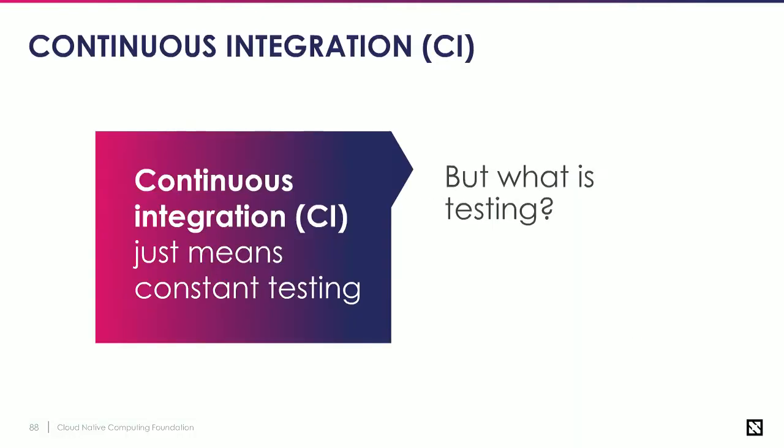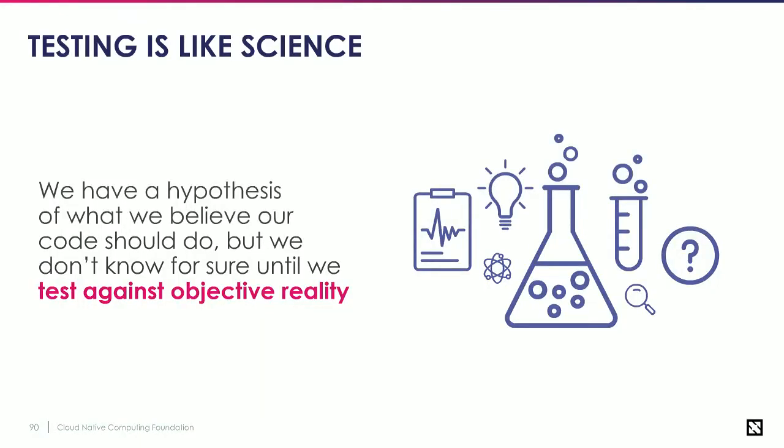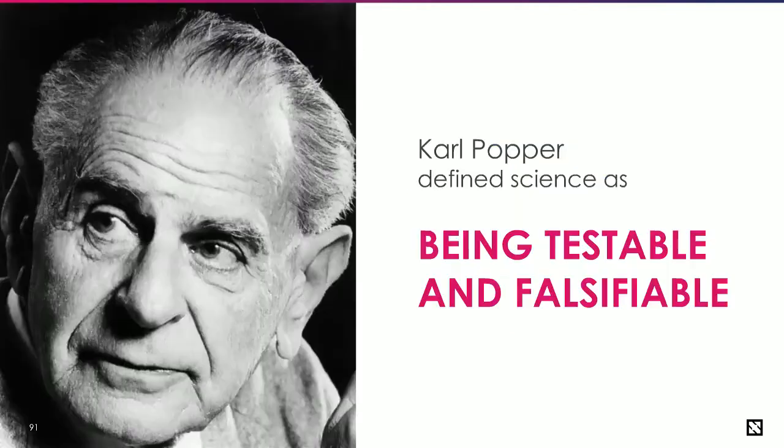But let's take this one step further. So continuous integration just means constant testing. But what is testing? Testing is like science. We have a hypothesis of what we believe our code should do, but we don't know for sure until we test against objective reality. So it was actually a philosophy of science professor, Karl Popper, who defined science as being testable and falsifiable.